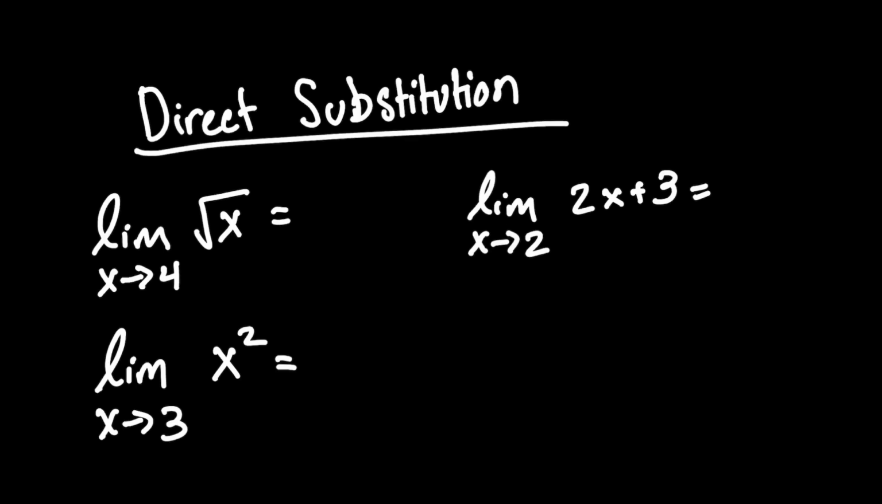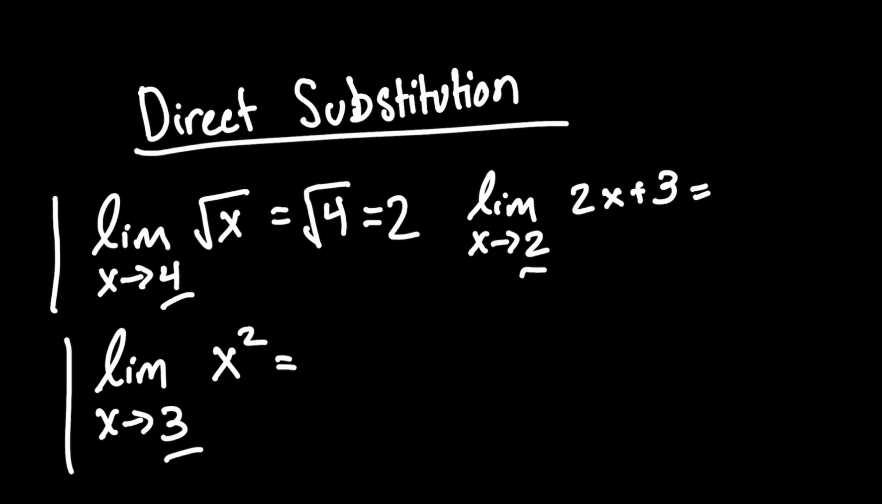One way we can do limits is through direct substitution, in which we just take the value that we're approaching on the x-axis and directly substitute and see what happens. So for this one right here, we can directly substitute into the square root of 4, and our limit actually approaches 2.